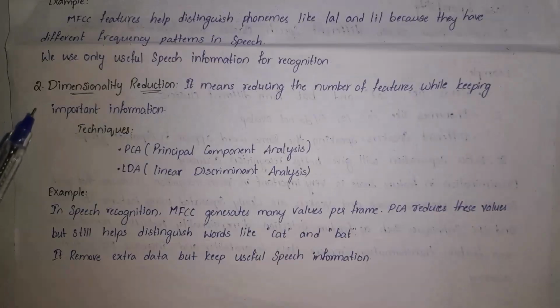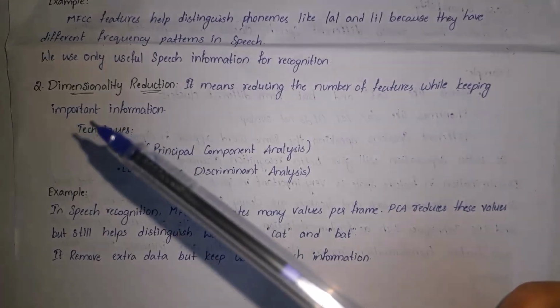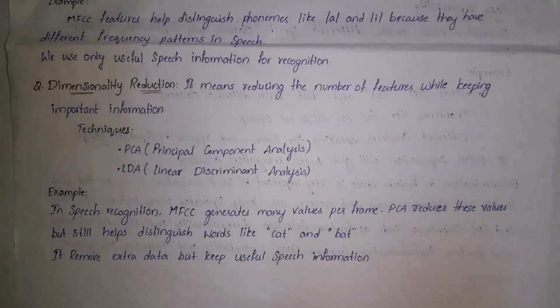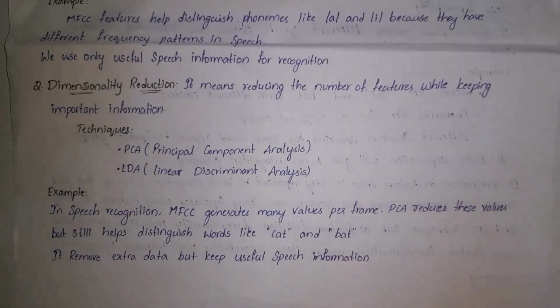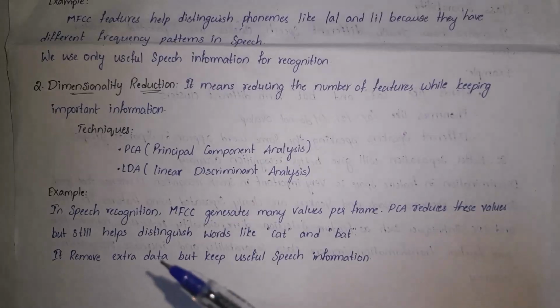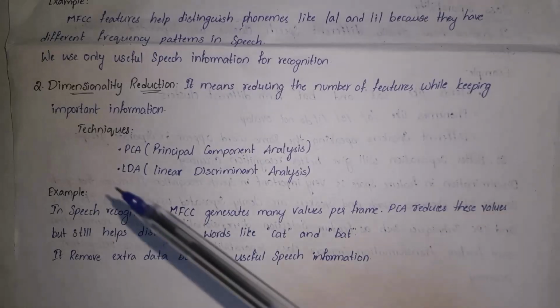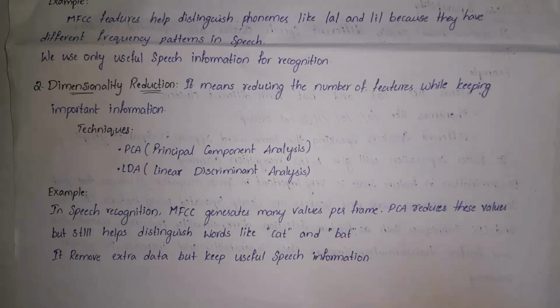And the second one is dimensionality reduction. Dimensionality reduction means reducing all unnecessary information and keeping only important information. So, reducing the number of features while keeping important information, we call it dimensionality reduction. In order to reduce unnecessary information and select only important information, the system will use techniques like PCA, that is principal component analysis, and the next one is LDA, that is linear discriminant analysis. By using PCA and LDA, the system can differentiate words. Whenever I say cat and bat, by selecting important features, these both are differentiated.